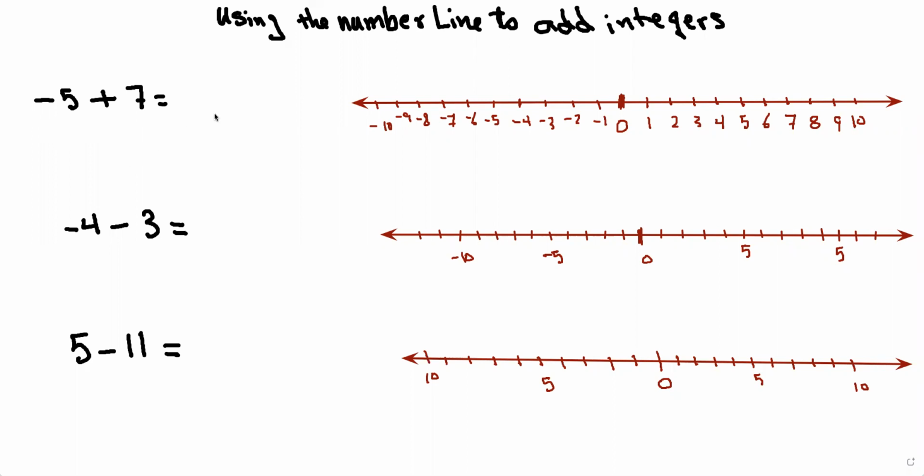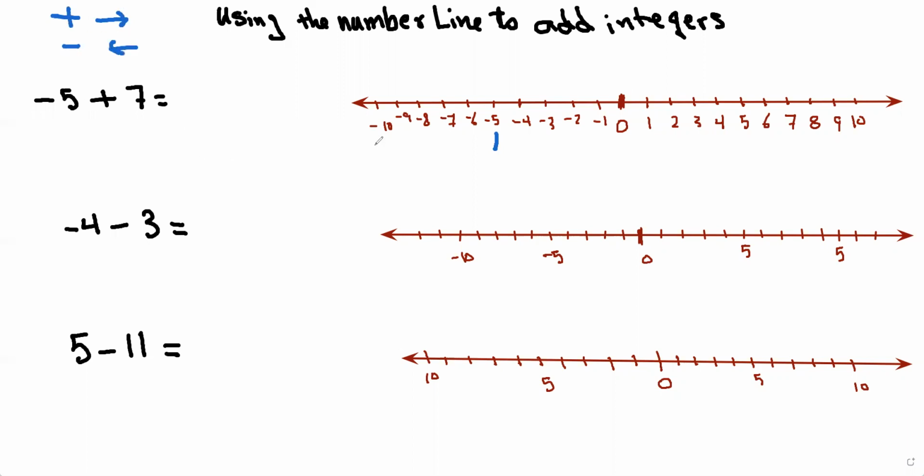Adding and subtracting integers using the number line. When you're using the number line, you have a starting point, and always your first number is your starting point. So you're starting at -5, so you go to -5 and do this. If you're adding, you go right. If you're subtracting, you go left.